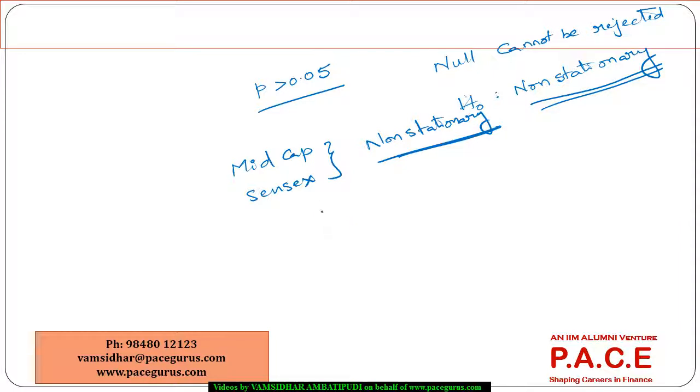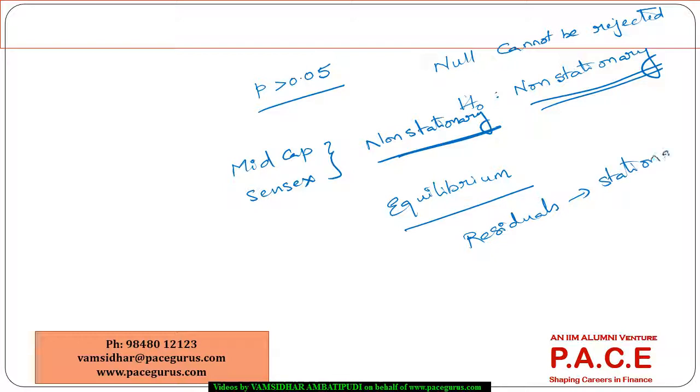Now that we came to know that both of them are non-stationary, we are trying to look at the static equilibrium between both of them and basically test the residuals that are coming out for a stationary time series. And even that we are doing through an augmented Dickey-Fuller test itself.